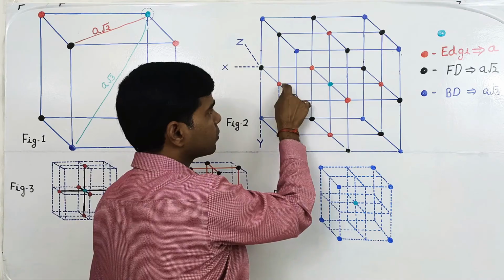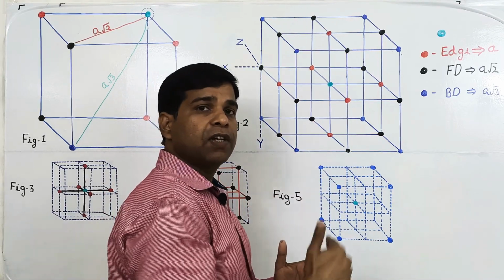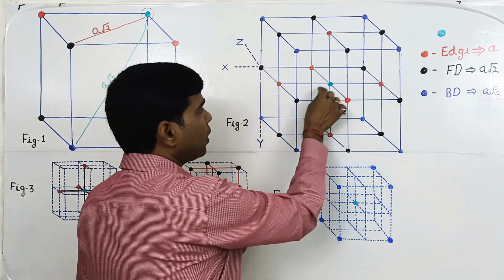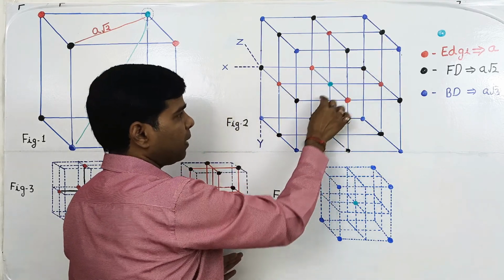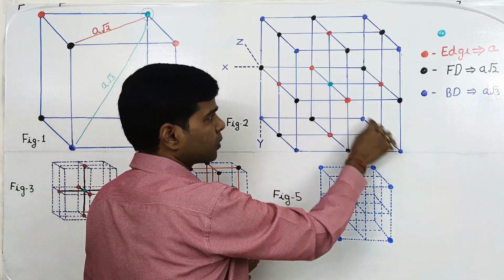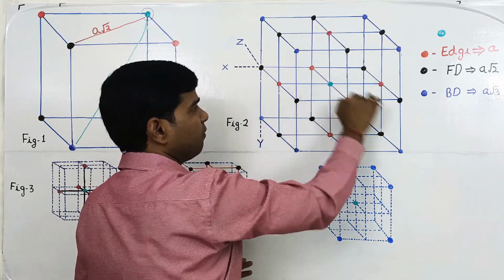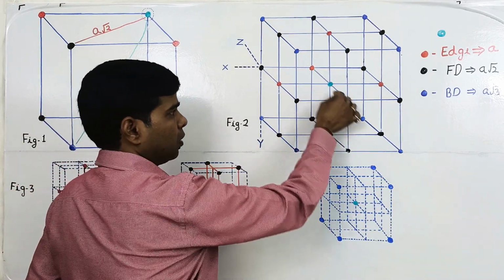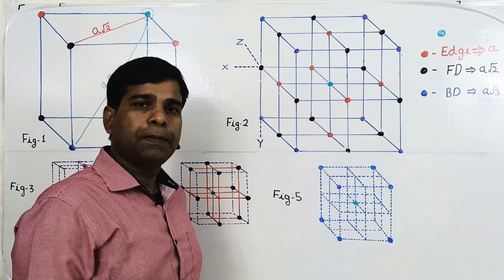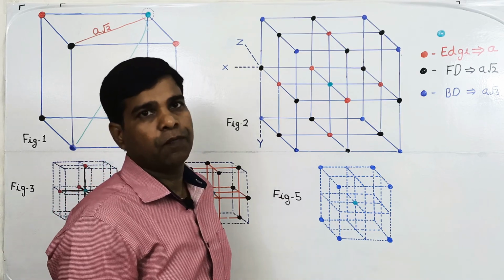All the red particles represent the particles that are present at the edge length A. All the black particles represent the particles at the face diagonal, and all the blue particles represent the particles present at the body diagonal.